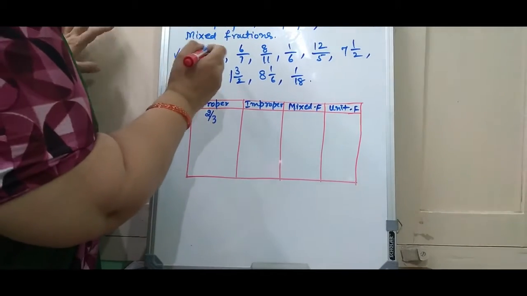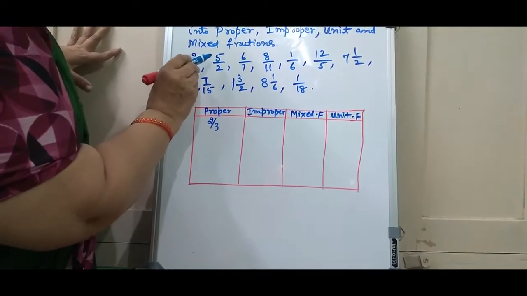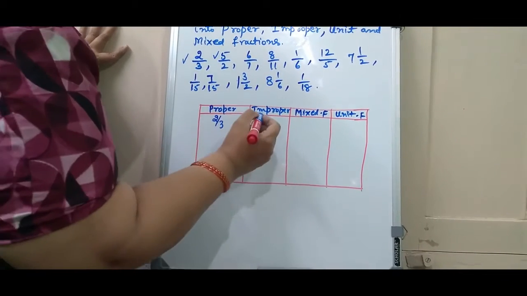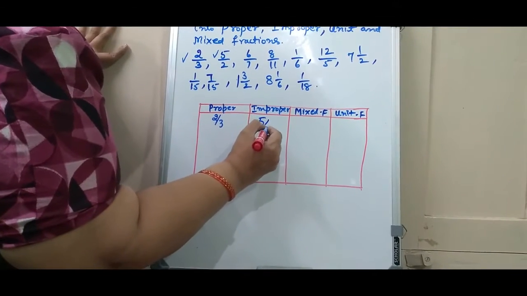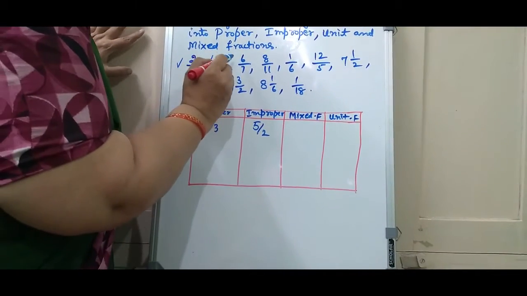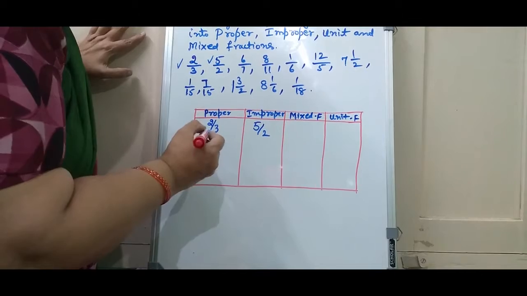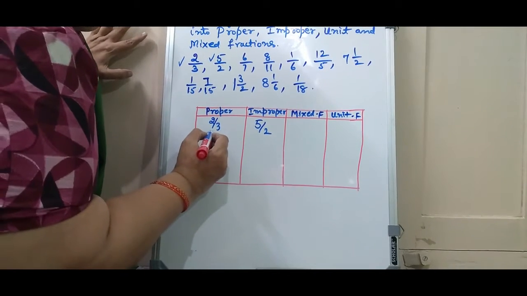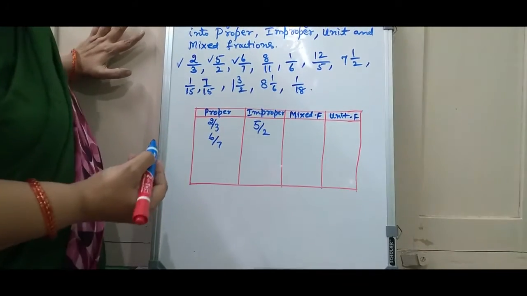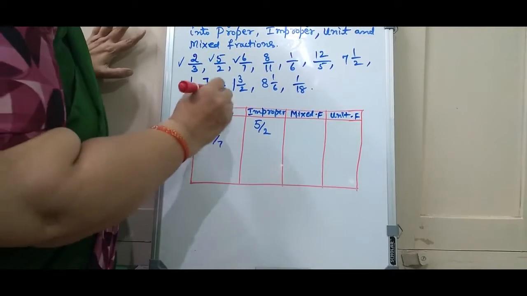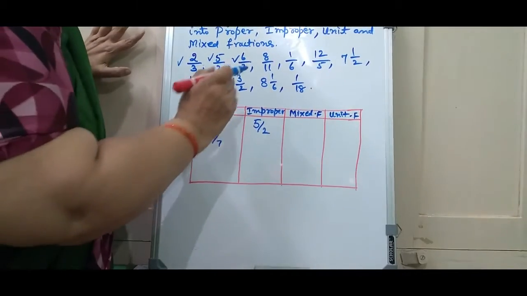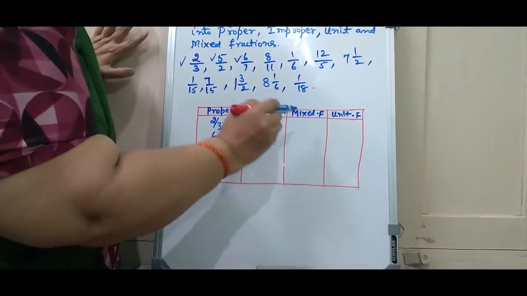Next is 5 by 2. Here you can observe that 5 is greater than 2, so 5 by 2 comes under the improper fraction column. Again, 6 by 7. 6 is lesser than 7, so it comes under the proper fraction column. Let me put a tick mark here. By comparing the numerator and the denominator, we can put each fraction under the particular column.